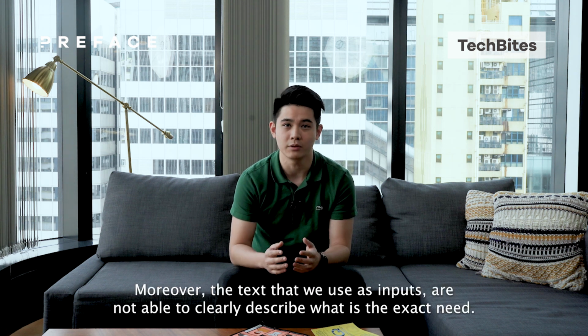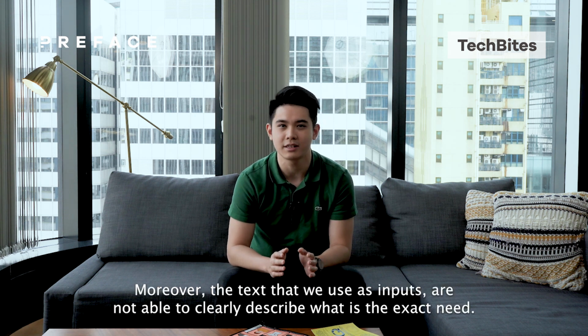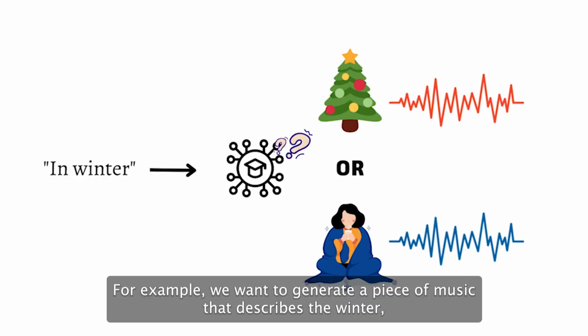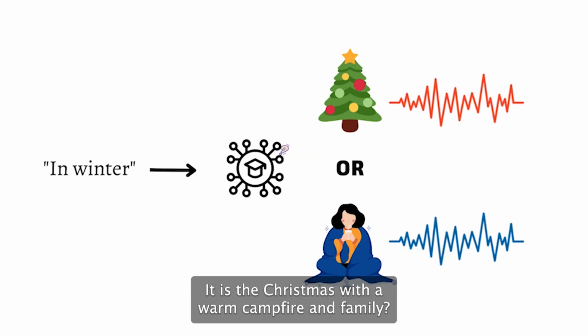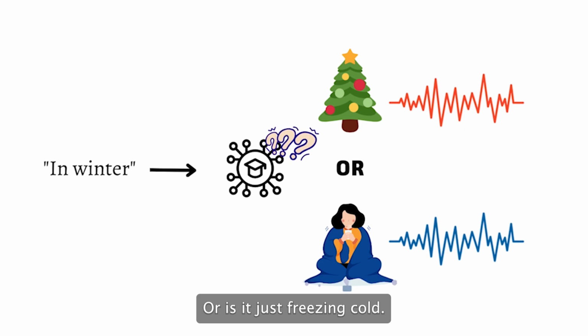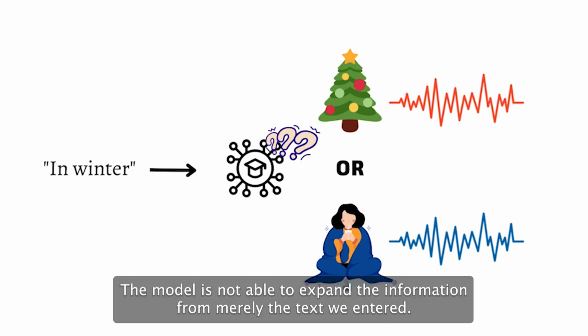Moreover, the text that we use as inputs are not able to clearly describe what is the exact need. For example, we want to generate a piece of music that describes the winter. But there is a lot to expand from the word winter. Is it the Christmas with a warm campfire and family, or is it just the freezing cold? The model is not able to expand the information from merely the text we entered.